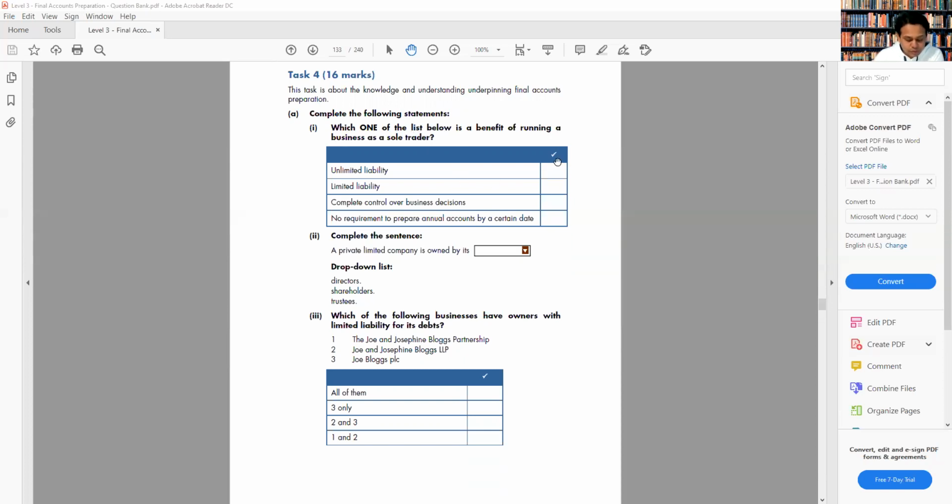So from here, which one do you think is a benefit of running as a sole trader? We already know a sole trader is a business run by one person who has greater control. He can do anything he likes. So this is the main advantage, isn't it? So we can say complete control over the business decision.